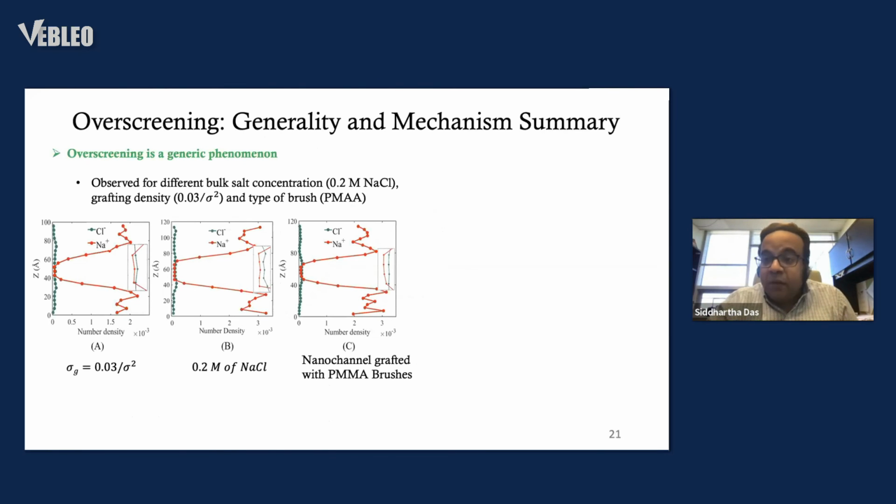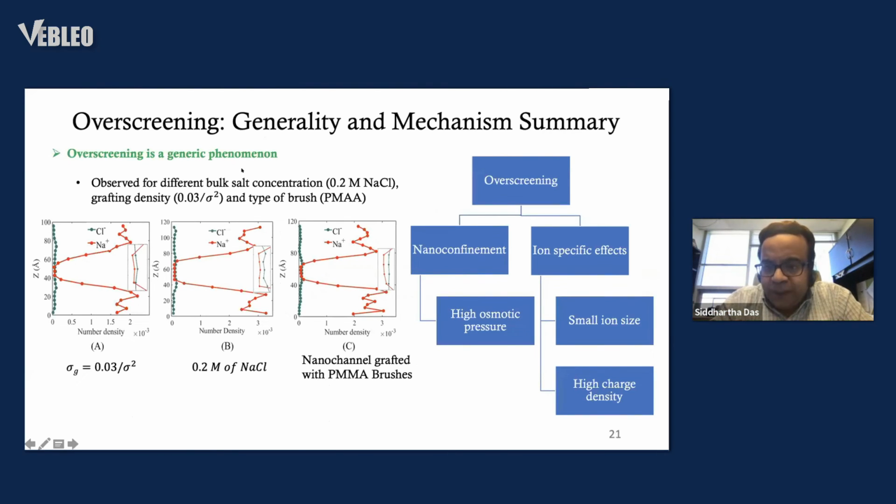So finally, we also established that this overstraining is a generic mechanism, and it is true for other grafting densities, other salt concentrations, other types of polyelectrolyte molecules. Like we had done polyacrylic acid, these are the results for PMMA brushes. There too, we see the overstraining. So to summarize, there's overstraining because of a combination of nano confinement and ion specific effects.